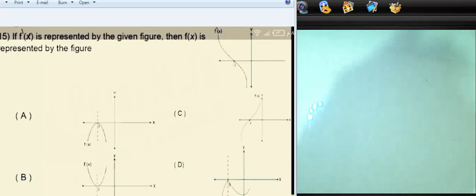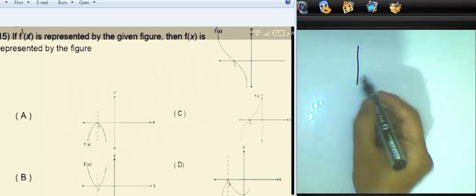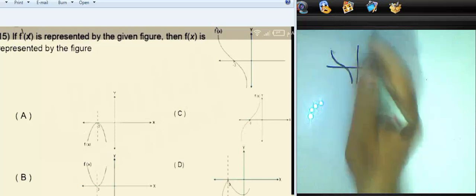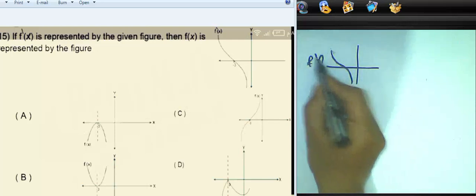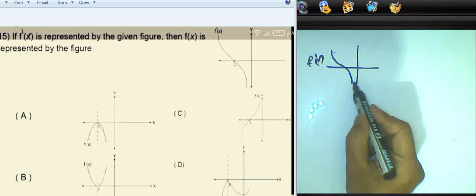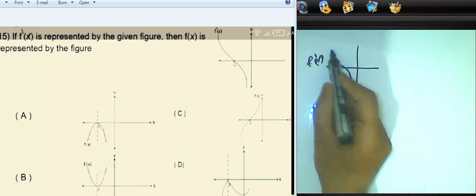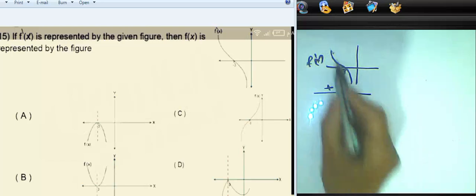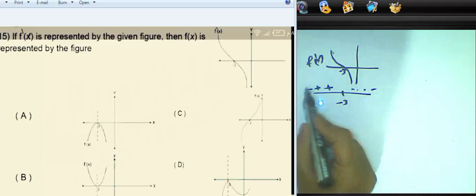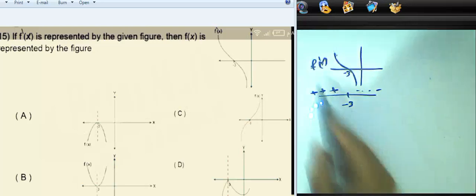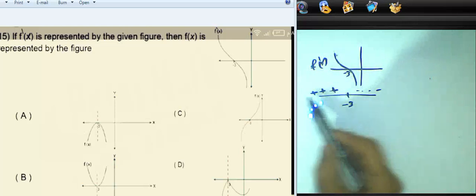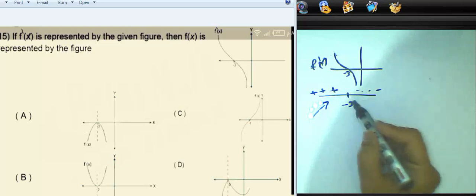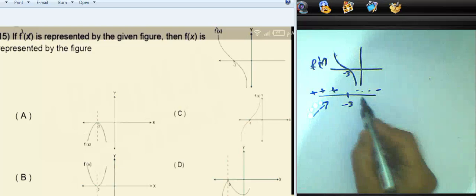Question 15. F dash of x represents the function. Give us the function here about f dash of x. It was decreasing here. It lies in the positive. It was negative, 3, positive, and was negative. Okay, understood? He give us f dash of x, it's meaning this part from negative infinity to negative 3 will be positive, it will be increasing, and from negative 3 to infinity it will be decreasing.